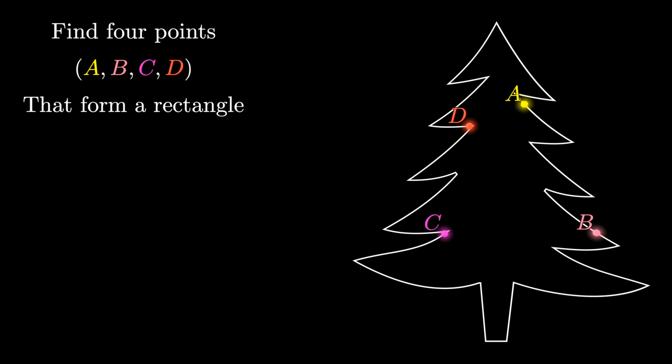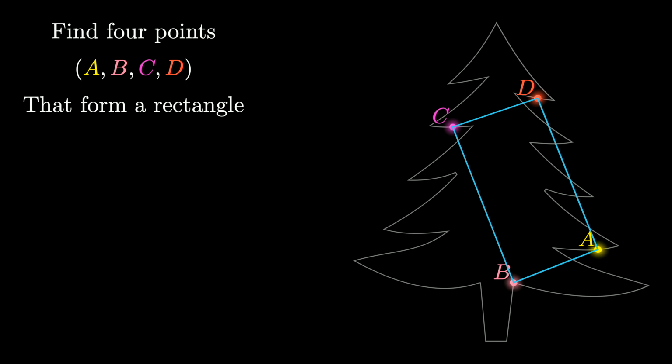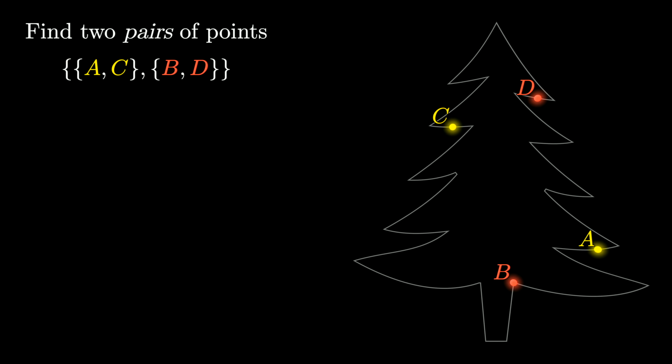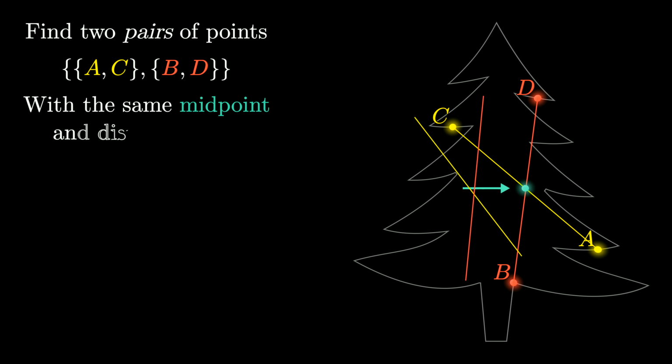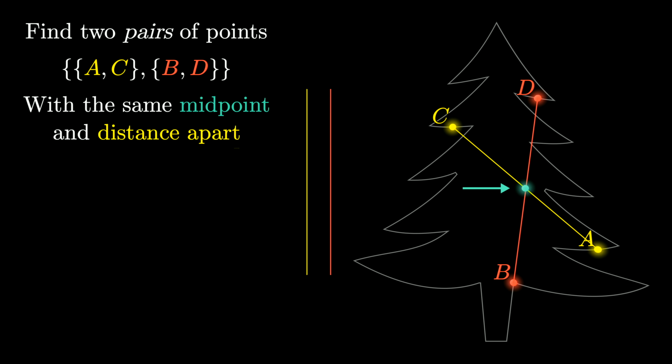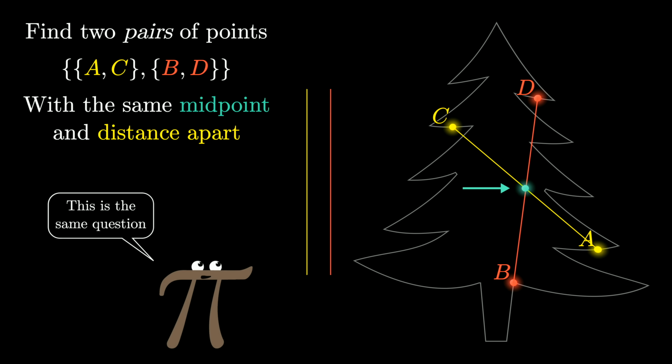The first step in proving that any closed loop contains a rectangle is going to be to reframe the question just a little bit. Instead of thinking about 4 points that are the vertices of a rectangle, think about searching for 2 distinct pairs of points such that the lines connecting each pair have the same midpoint and they have the same length.